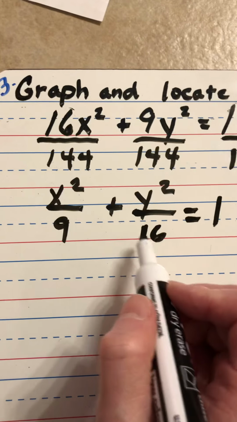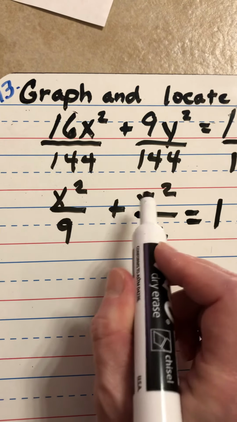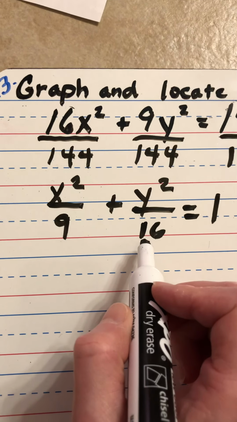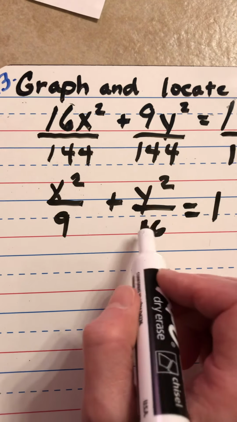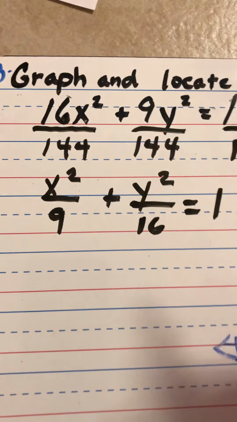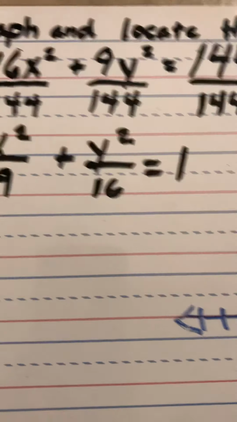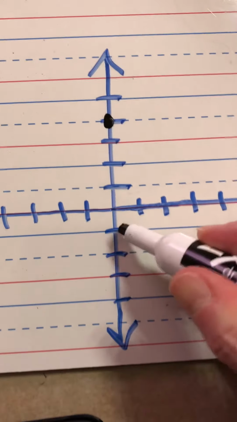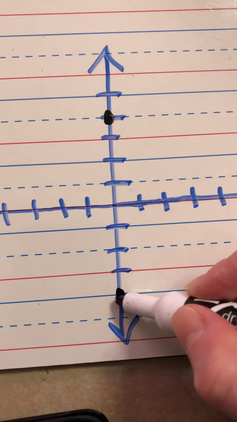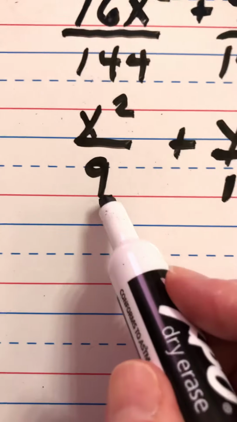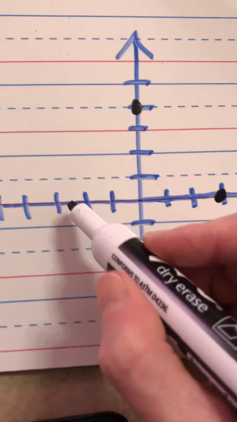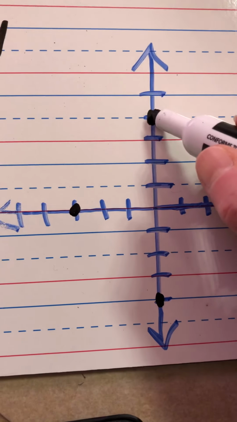So once again, we have a situation where we are centered at the origin because there's nothing being added or subtracted to y. We've got the major axis in this particular problem as the y-axis again, and it's at 4 and -4 would be the vertices. So 1, 2, 3, 4, -1, -2, -3, -4. For x, take the square root of 9, that's 3. So we're at 3, -3.